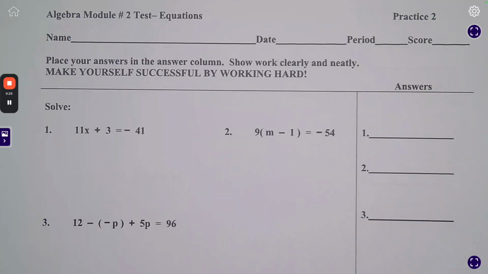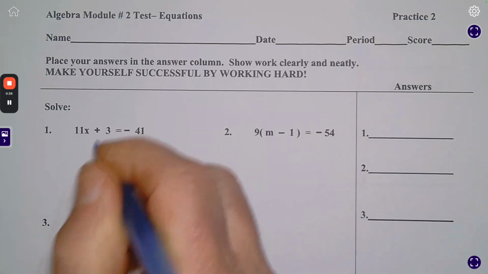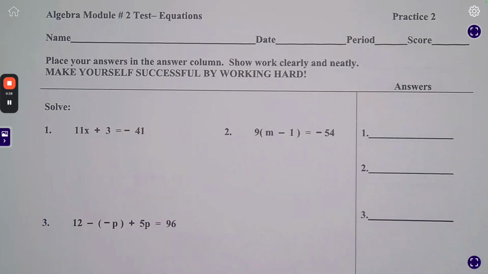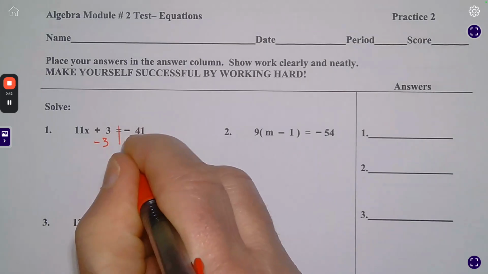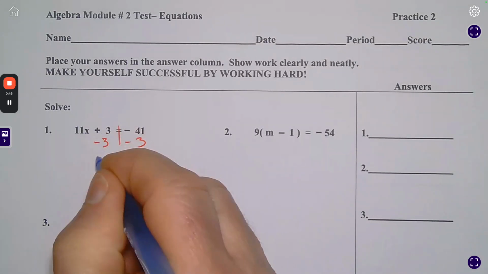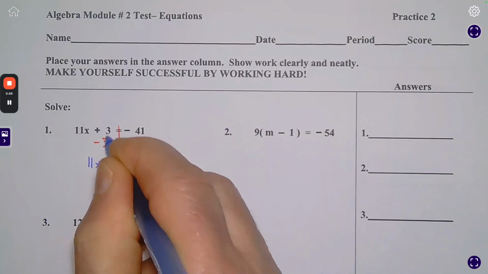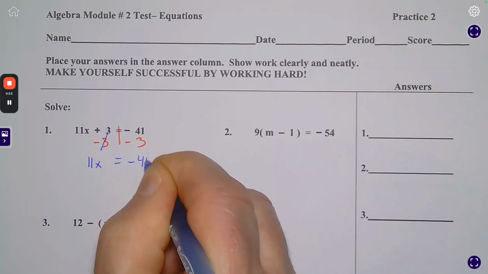All right, let's do it. We're going to solve this two-step equation. It's called a two-step equation because it's going to take me 2 steps to solve it. Notice we have a variable term and a constant term. So I'm first going to do the inverse operation of plus 3. Inverse operation of plus 3 is minus 3. I'm going to go ahead and simplify each side. My 11x comes down. 3 minus 3 is 0 equals negative 41 minus 3 is negative 44.